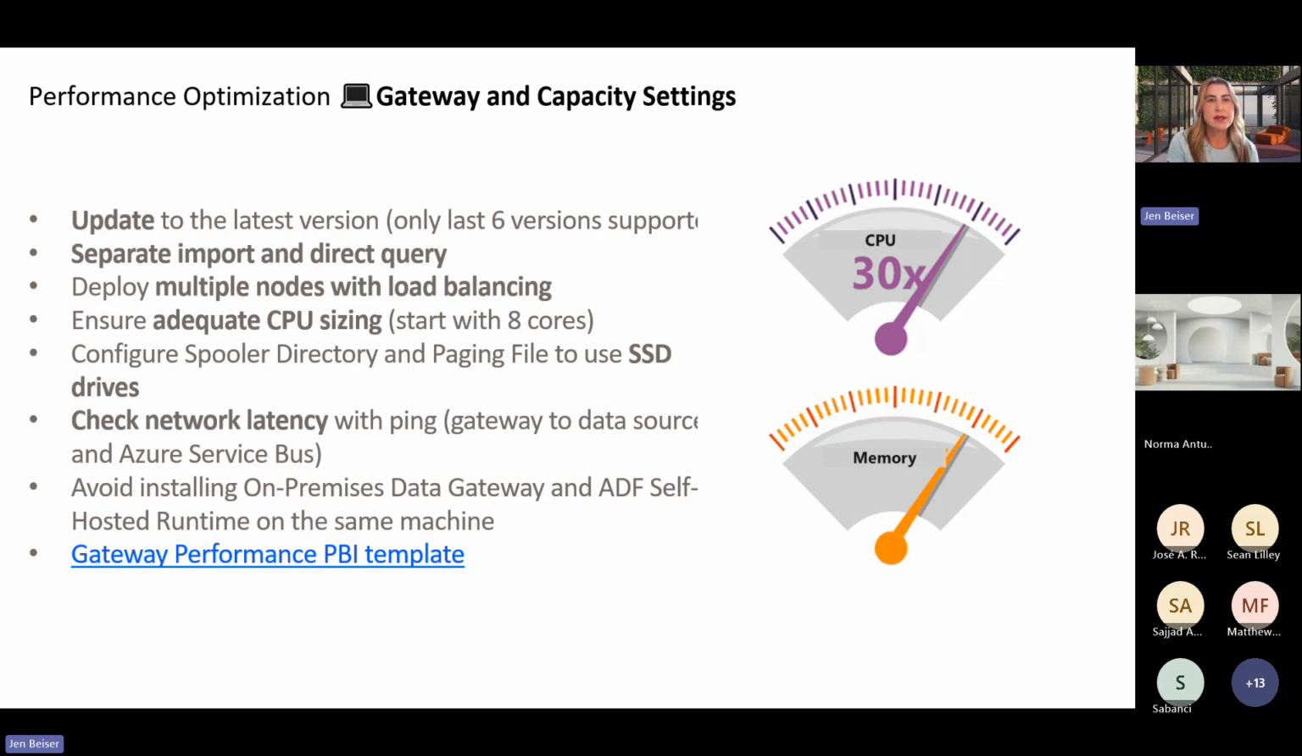It's also recommended to have a separate gateway for import and direct query. You should use multiple nodes with load balancing. Make sure that your spooler directory is using SSD drives. This is specifically for import models. Whenever you have an import model, Power BI writes all of the data to a disk when you do a refresh, and it's really important to make sure that's an SSD drive.